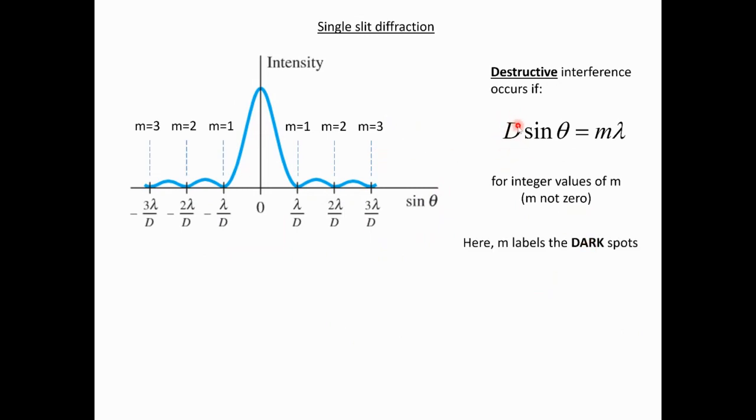Here, capital D is the width of the opening of the single slit. So it looks like the same equation, but it's interpreted differently. The D is not the separation between two slits because there's only one slit. And it tells you where you have dark spots, not bright spots.